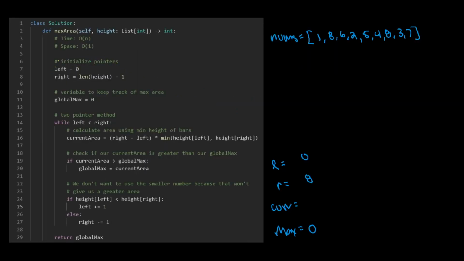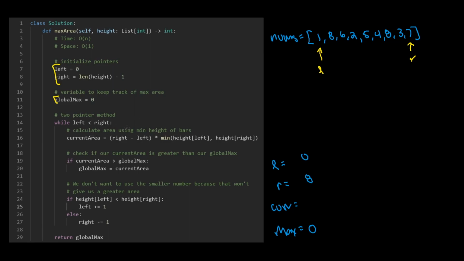So to start, we just want to initialize our pointers and our variable to keep track of the max, which I've done here and named it max. And our variables for left and right are initialized to 0 and 8. And I'm just going to write them here just so we can see them a little clearer too. So now we want to do while left is less than right, which it currently is.